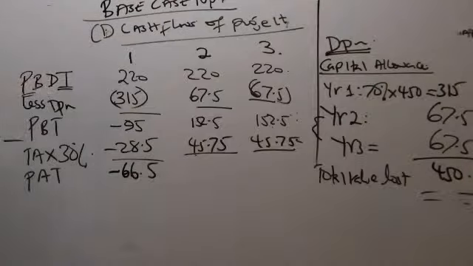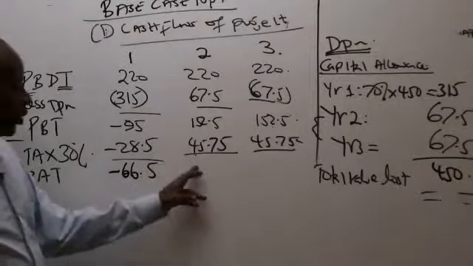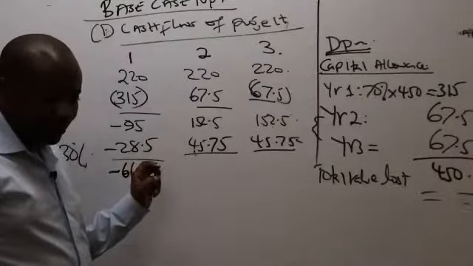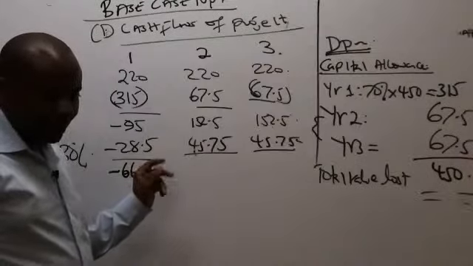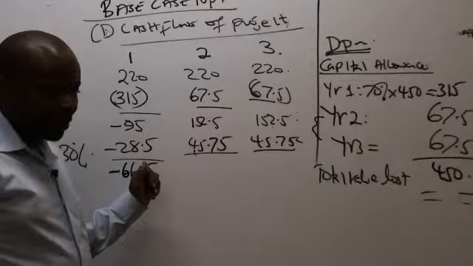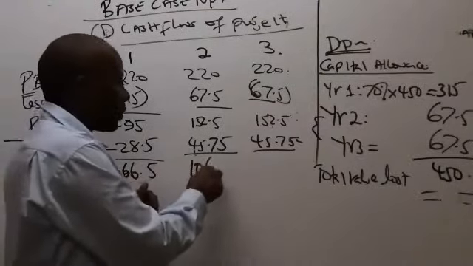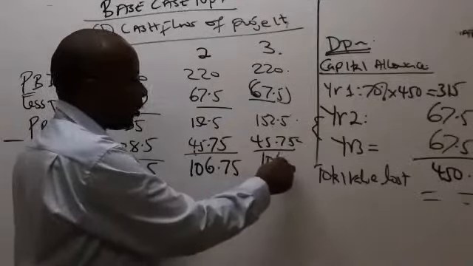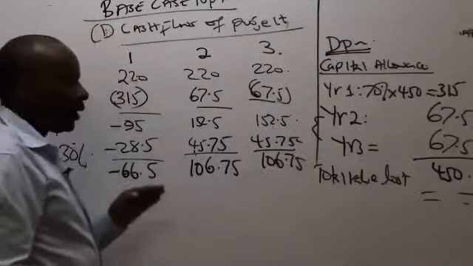And then we move very fast, ladies and gentlemen, to this one. Remember, you're subtracting. It's this minus this. So I'm being given a figure of 106.75. Thank you very much.